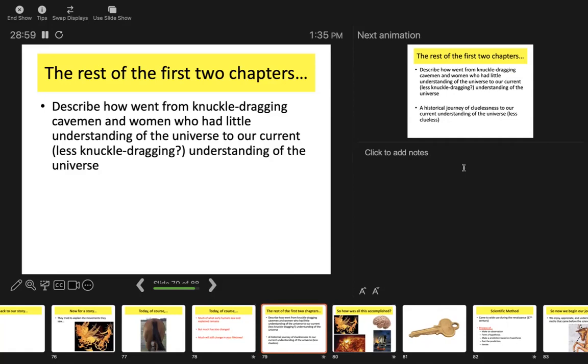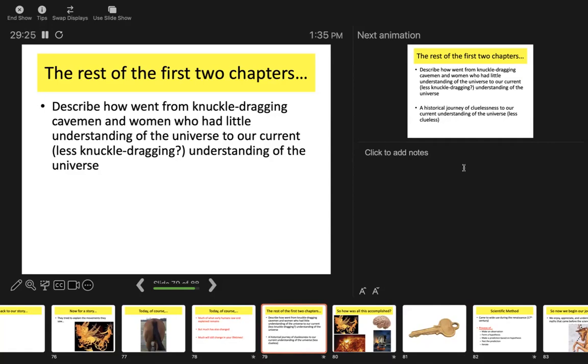But as soon as we find out there's no oxygen in space, there's no fire up there, right? It couldn't be the story. Clearly, it's not a god carrying the sun. Yeah, that'd just be stupid. Well, but I'm saying the story still persists because it's kind of a cool story. But the first two chapters describe how we went from cavemen who had little true understanding of the universe to our current, and I'm going to say less knuckle-dragging, understanding of the universe.